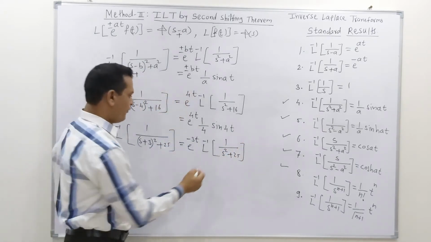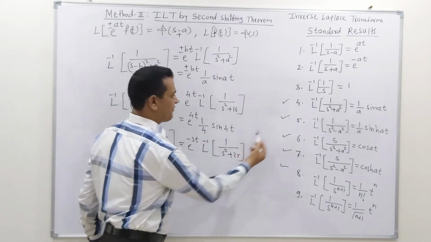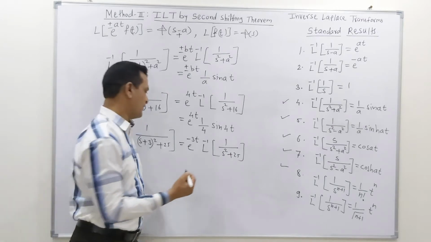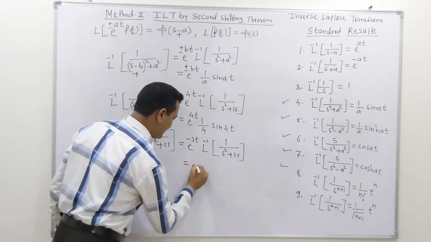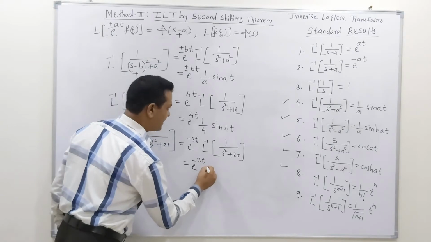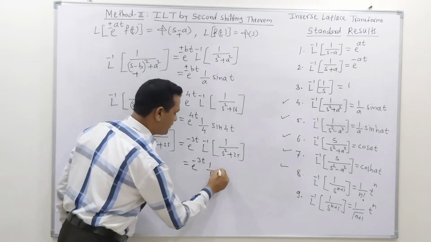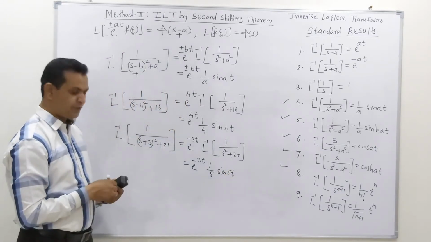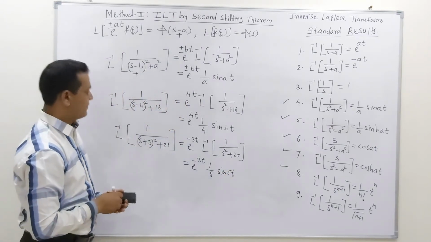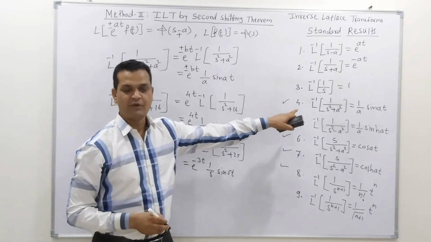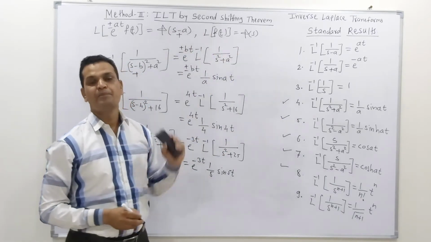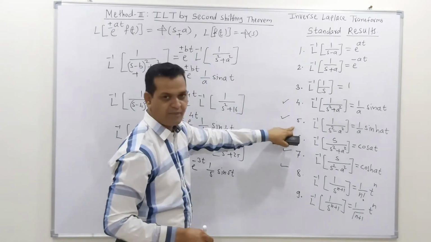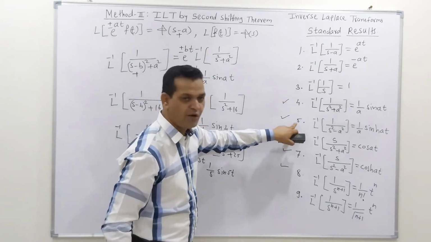So that's why this is e raised to minus 3t into inverse Laplace transformation of 1 upon s square plus 25. Now for finding the inverse Laplace transformation of this term, use result number 4 where the value of a is 5. So we can write this as e raised to minus 3t into 1 upon 5 into sine of 5t. In this way we apply the concept of inverse Laplace transformation of result number 4 with the help of the shifting theorem.